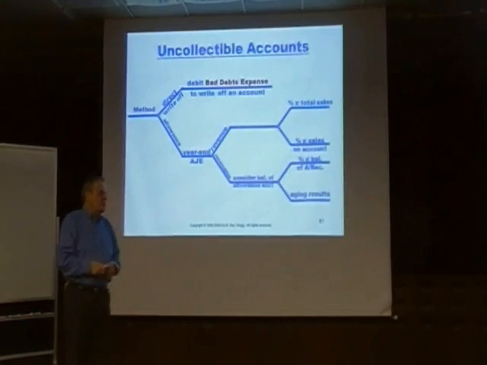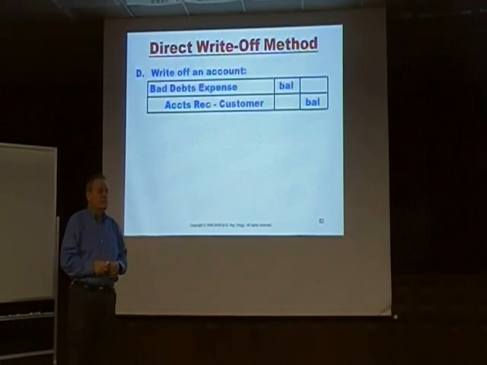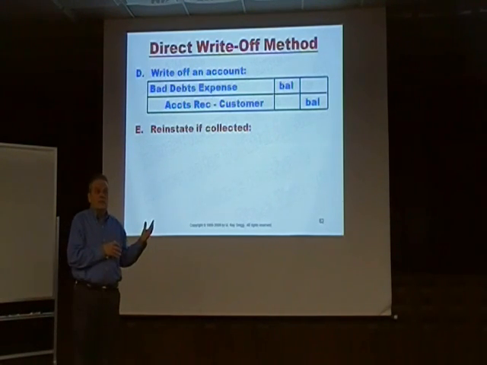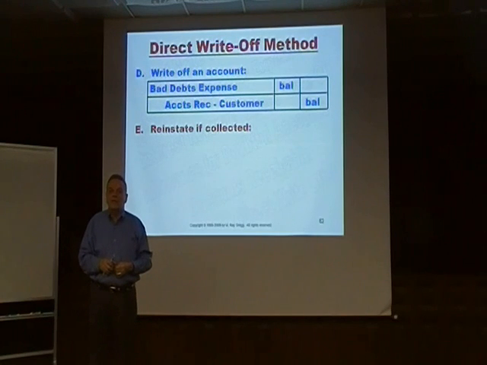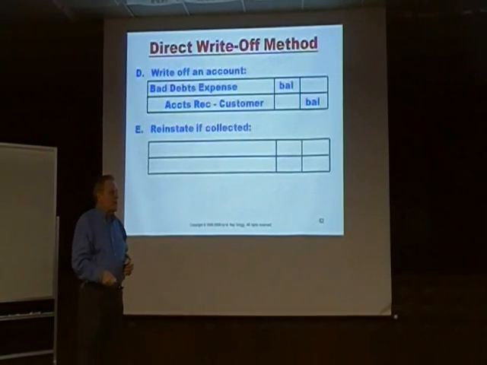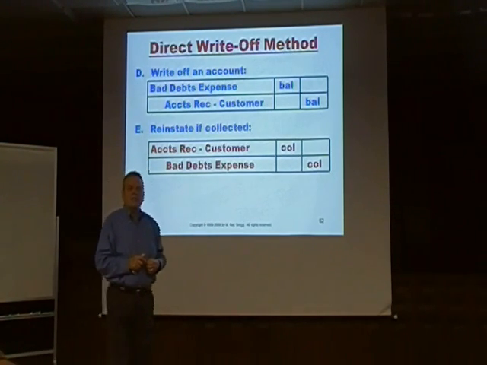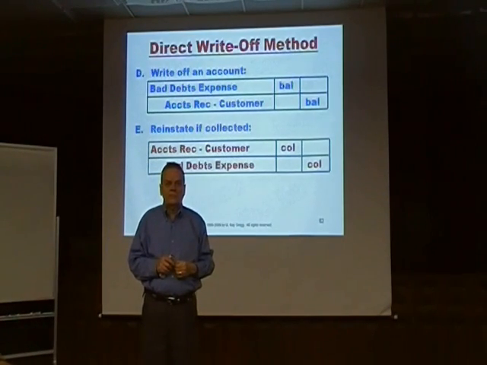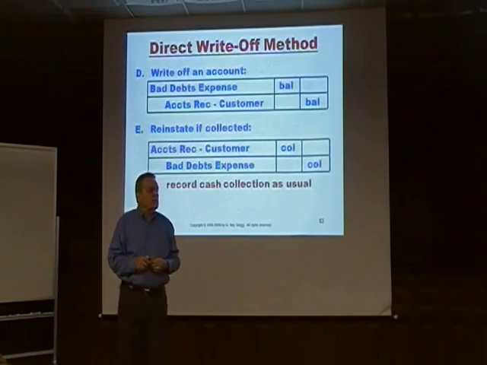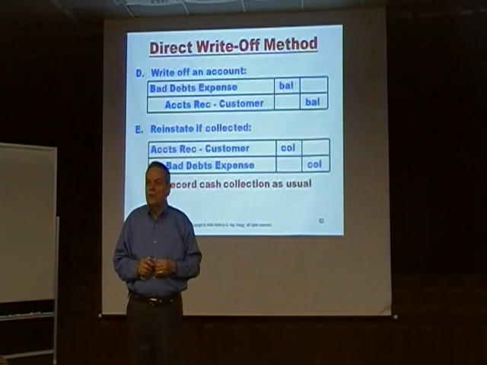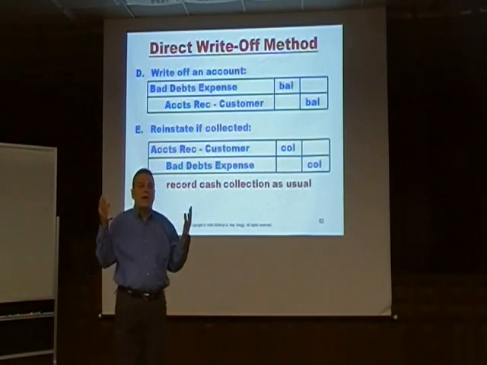So, perhaps this customer pays you. If this customer pays you, then we need to put their account back on the books. That'd be a good time to look back and see how you wrote it off. You debit accounts receivable. They owe you again. And credit bad debts expense this time, because that's the opposite of what you did when you wrote it off. And then you can record the cash collection the same way that you always do. In the cash receipts journal, you would debit cash and credit accounts receivable to record that they paid you and no longer owe you. Allowance method, direct write-off method.